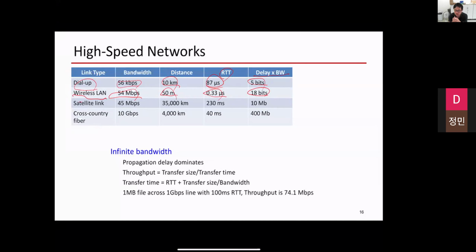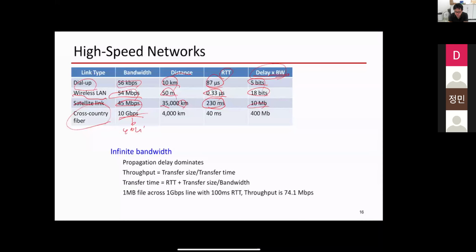And the satellite link, if you are in an emergency or doing something important, you may use the satellite. Bandwidth is 45 Mbps, distance is 35,000 kilometers, RTT is 230 milliseconds, and the delay bandwidth product is 10 megabits. What is the meaning of the delay bandwidth product? It is the amount of data in your pipe. And cross-country fiber is very fast, 10 Gbps depending on your environment, but it could be 40 G these days. Distance up to 4,000 kilometers, RTT is 40 milliseconds, and the delay bandwidth product is 400 megabits.